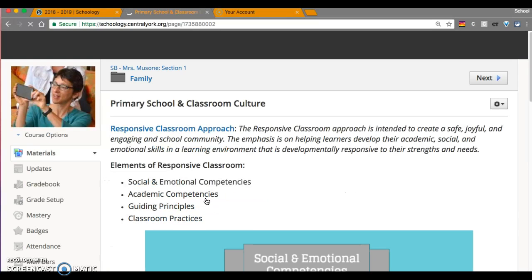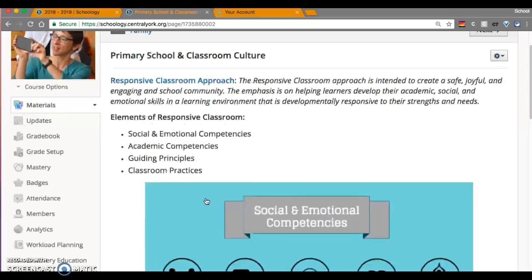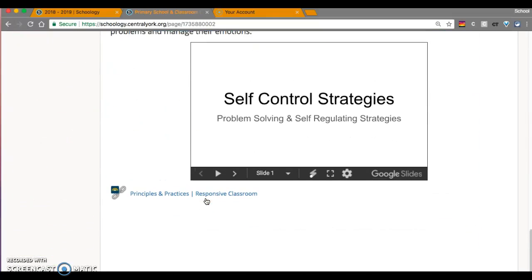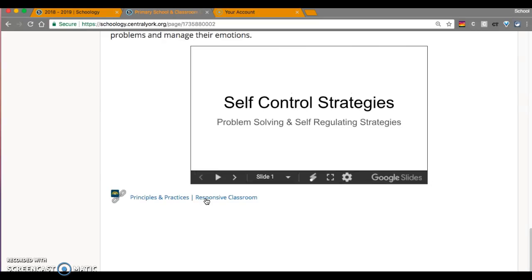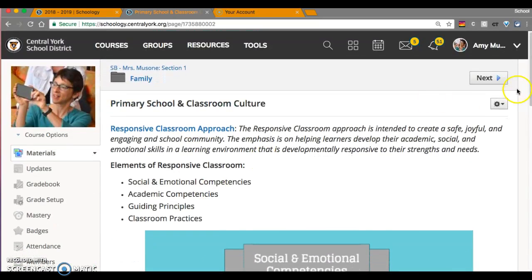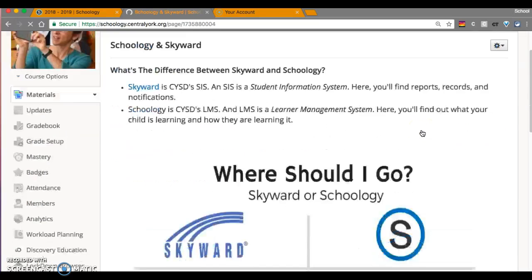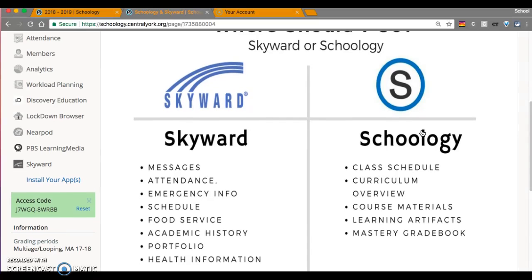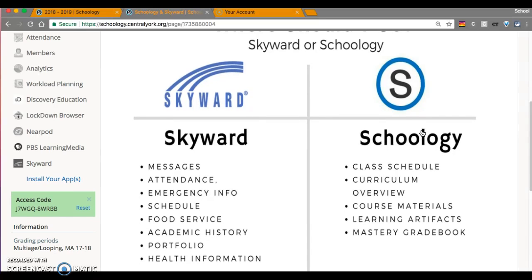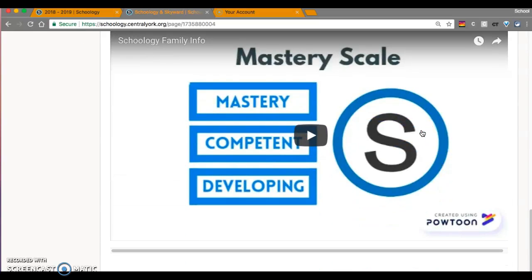This page outlines responsive classroom, as well as shares self-control strategies that were shared by our counselors that are across buildings. The next page that you're going to look at is the Schoology and Skyward page. There's a little graphic so families know what to find where, and there's a short video. Watch this video so that you know what parents know about Schoology and how to use it to access the Mastery Gradebook and to find out what their child is learning.